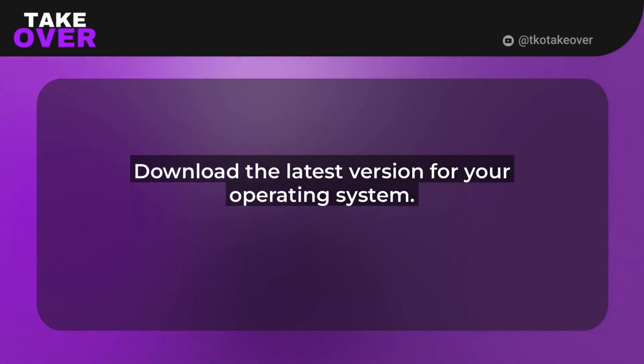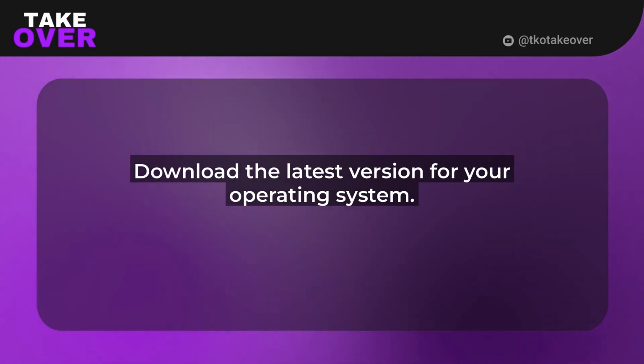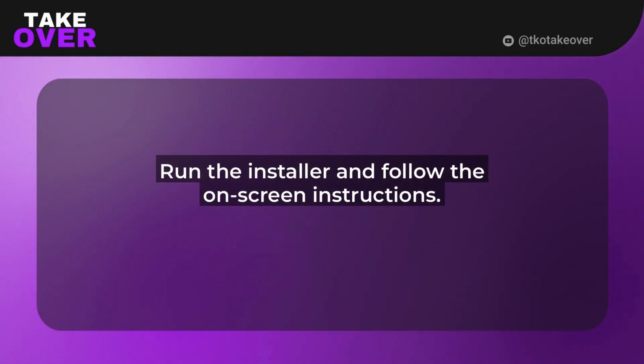Fire up your web browser and go to adobe.com. Navigate to the Products section and find Adobe Acrobat Reader. Download the latest version compatible with your operating system, whether it's Windows, Mac, or even mobile.